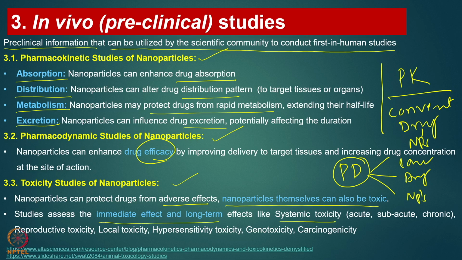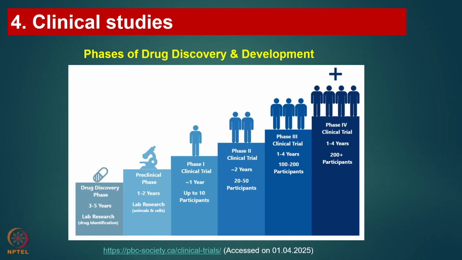So, systemic toxicity, that is acute, subacute and chronic toxicity, then reproductive toxicity, local toxicity, hypersensitivity toxicity, genotoxicity and carcinogenic toxicities are recommended for the in vivo toxicity studies.